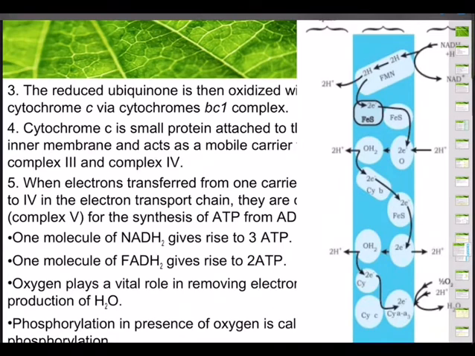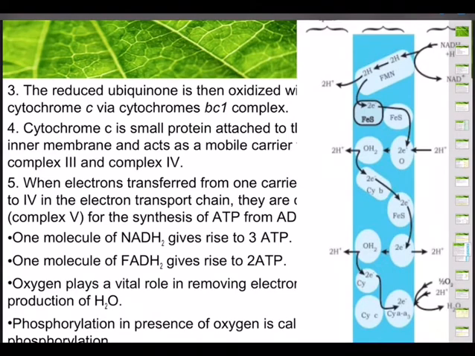And now the 4th complex, that is cytochrome C oxidase, that is cytochrome A3. It includes cytochrome A, cytochrome A3, and 2 copper ions. You can see the last one, cytochrome A, cytochrome A3, and 2 copper ions. Cu2+ is present there, and these copper ions are named A and B.